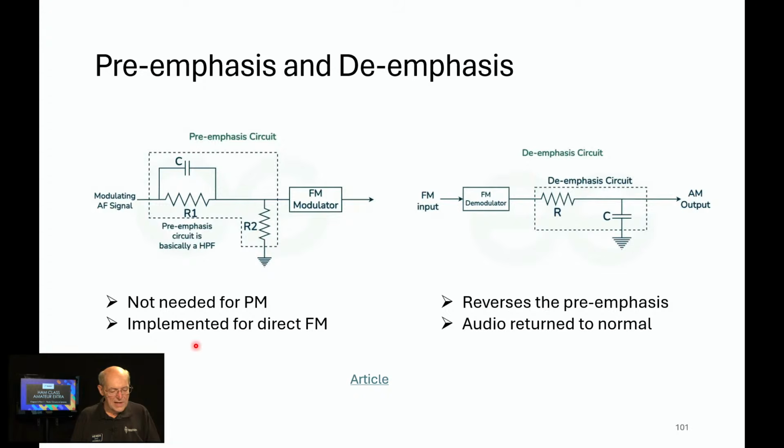So preemphasis is not needed for phase modulation because you get it for free. It's implemented for direct FM so that over on the receive side, they're both being received the same way. So it reverses the preemphasis and audio is returned to normal. There's an article on that if you want to know more.